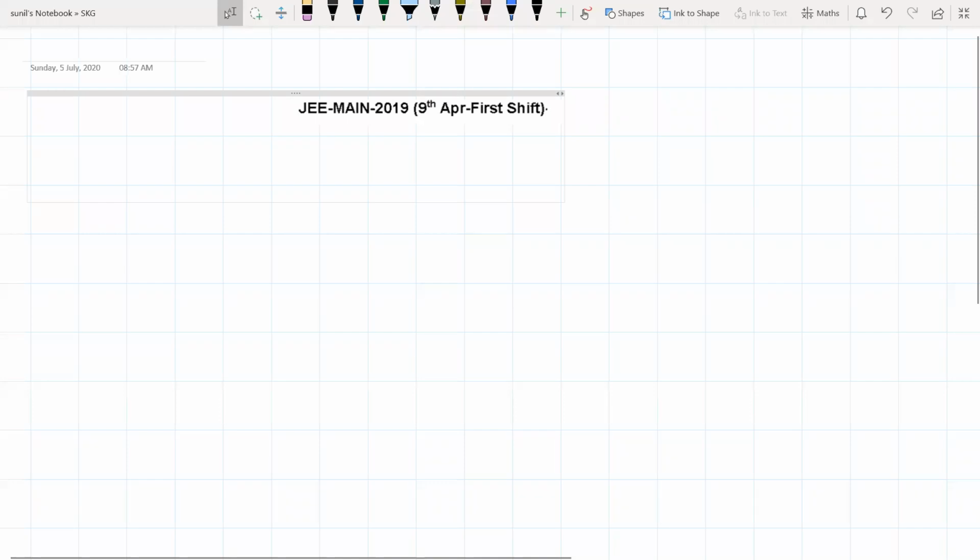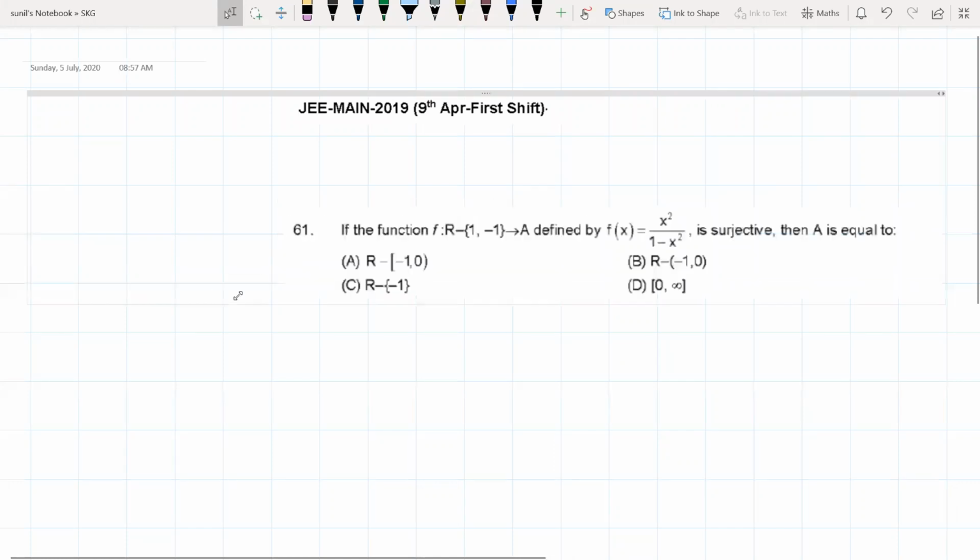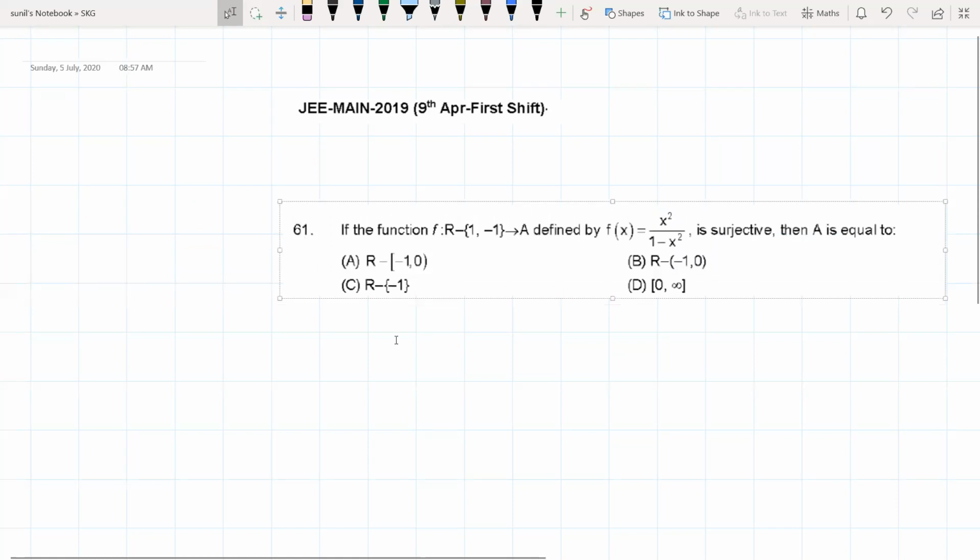Students, we are going to discuss JEE Main 2019, 9th April, first shift problems. You know that maths questions are starting from question number 61. So let me give the first problem of that paper. Question number is 61. This was the problem. I hope this is visible.